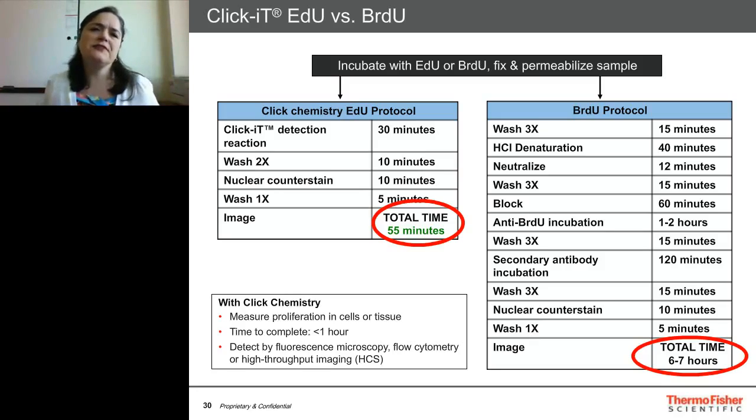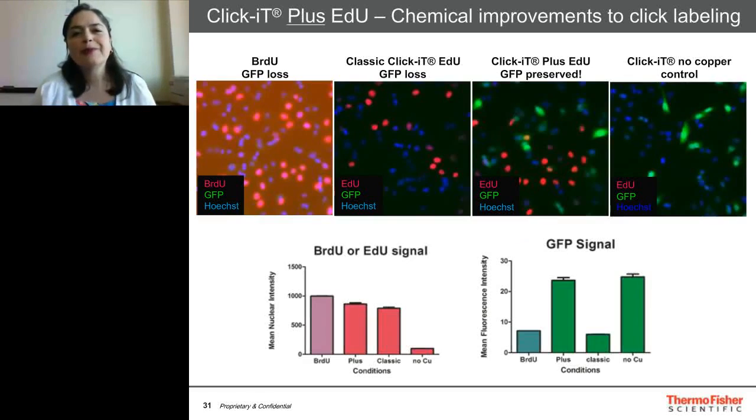But one of the issues with ClickIt was that a lot of people like to use GFP, green fluorescent protein, to label structures in their cell. And with classic BRDU and ClickIt EDU, what you see there in that upper panel is that you lose your GFP signal. It's due to the chemical components of the reactions where you label that DNA. It kills the GFP signal.